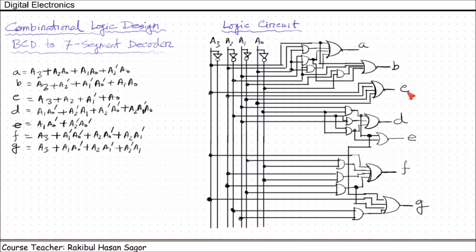So we have got A, B, C, D, E, F, G. This is the logic circuit diagram of BCD to 7-segment decoder.